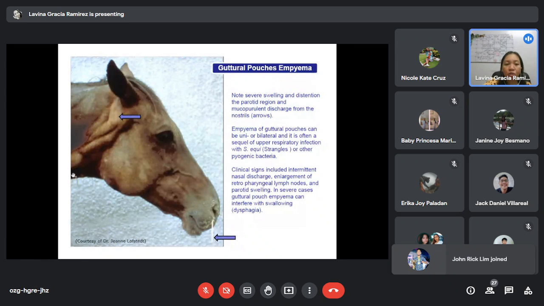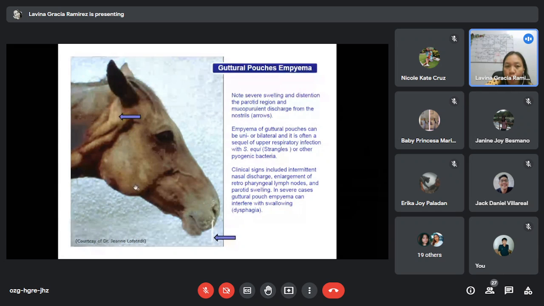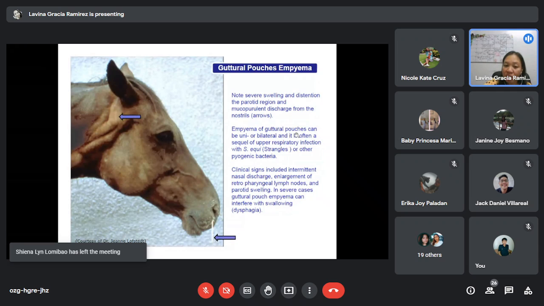So this is where the eustachian or the guttural pouch is located. You will notice here a mass, which could be either bilateral or unilateral. So here there is a swelling and distension, aside from that on the parotid. Some discharges are also seen in the nostrils. So what could be the possible differential diagnosis?